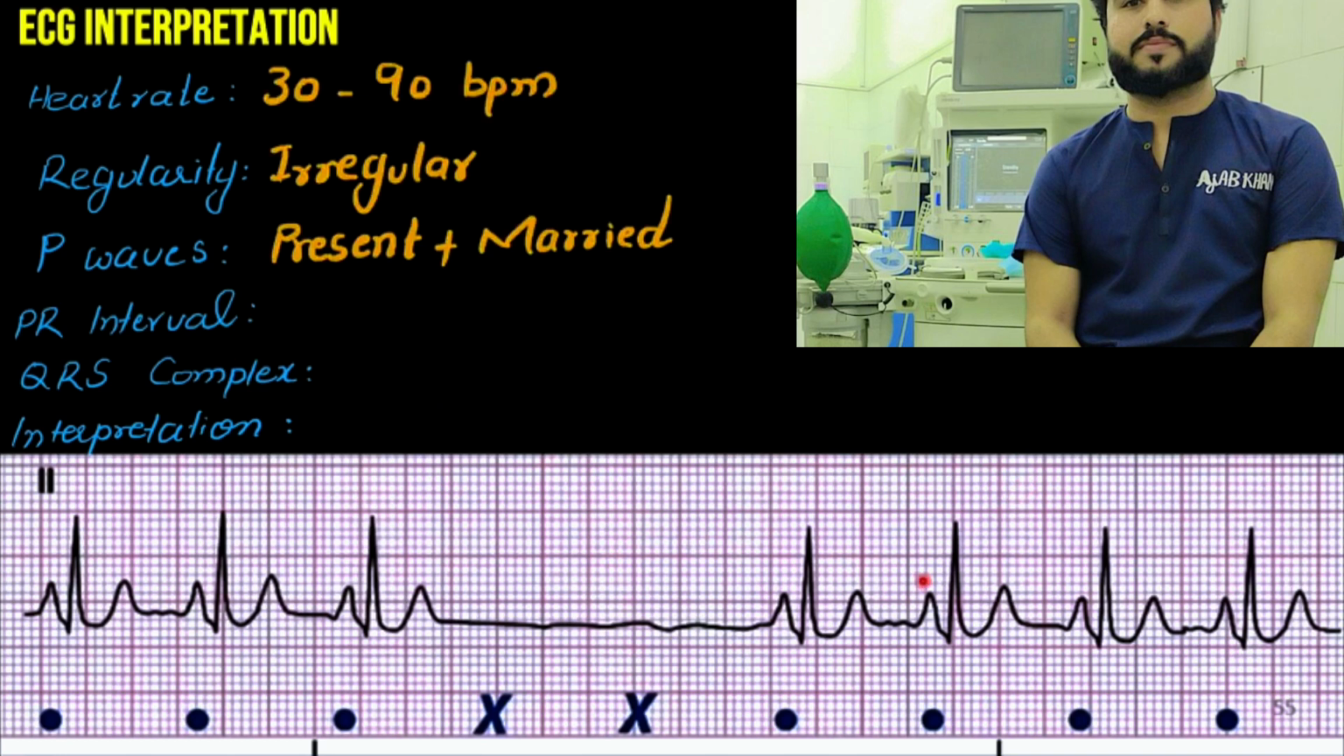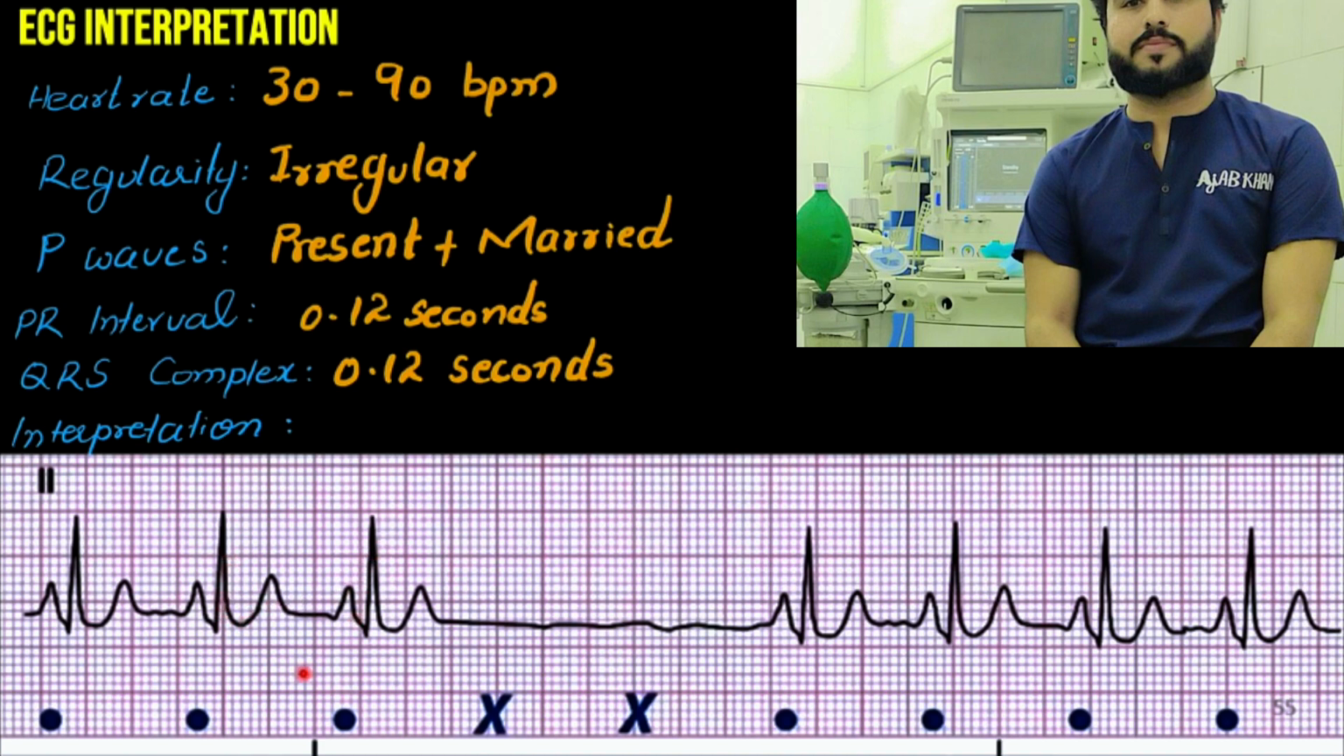It is an irregular rhythm. P waves are married to QRS complexes. There is no P wave which is not followed by a QRS complex. If you look at the PR interval, it is within one large box, so it is a normal PR interval. The QRS complex has normal, steep angles, sharp points, and it is narrow, less than 3 small boxes width, and that is a normal QRS complex.